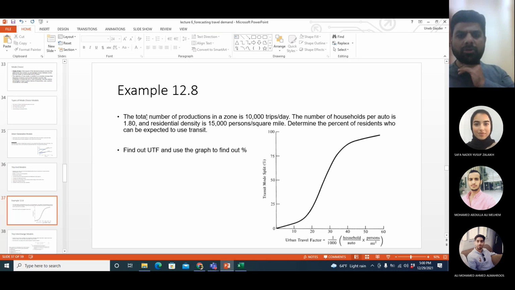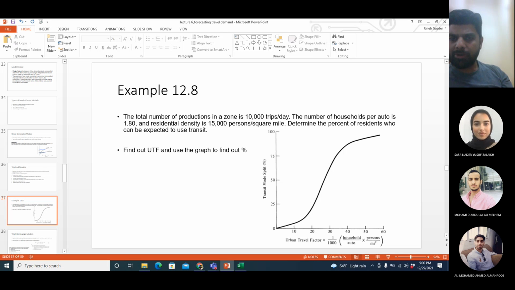The total number of productions in a zone is 10,000 trips per day. The number of households per auto is 1.8. These are average numbers. Total number of productions, how to calculate it, we have already discussed in the trip production stage. Average number of households: they collected the data on how many cars in each household, and this is the average number.